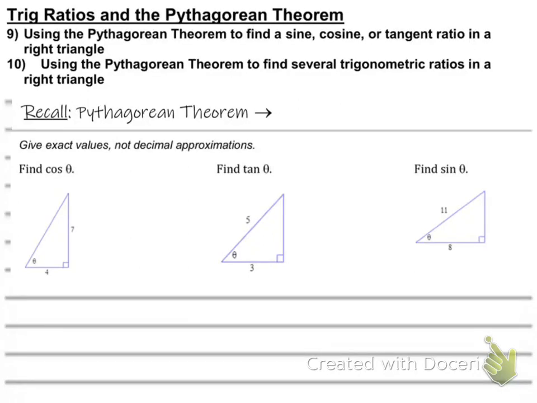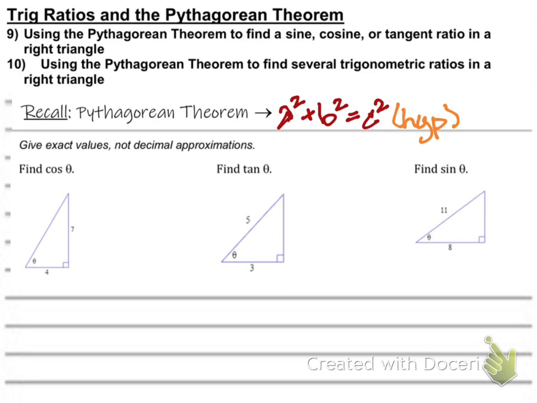Okay, so we're going to look at these first two topics that we have left for the week. First, remember that the Pythagorean Theorem is a squared plus b squared is c squared. And remember that c is always the hypotenuse. It doesn't matter whether it's a and b or b and a or whatever.